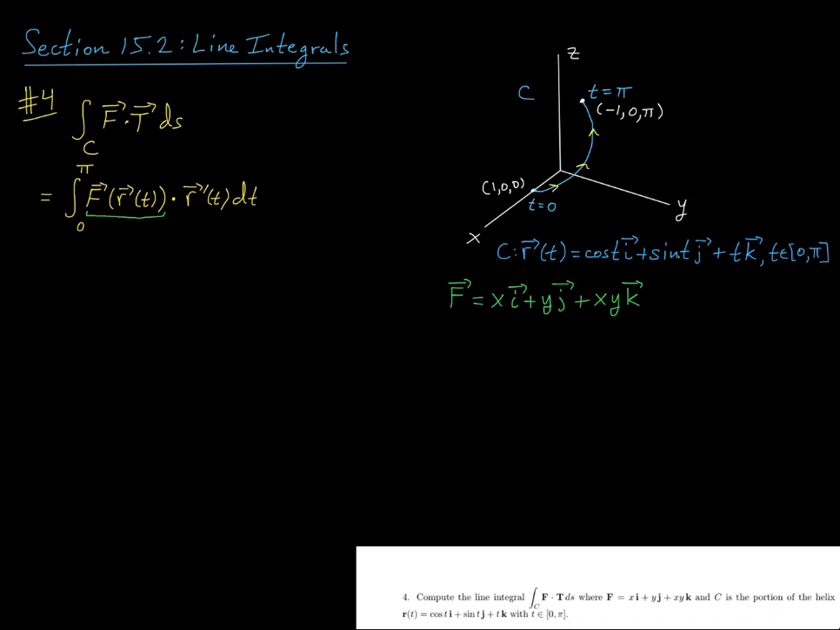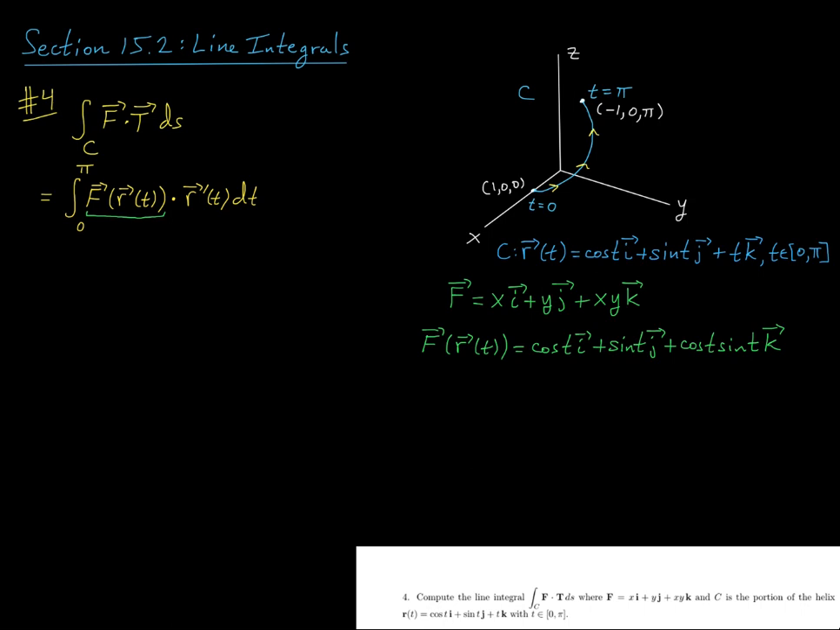Well, if this is F, and this is our r of t that describes the path C, F of r of t would then just be the vector where I'm just going to substitute in cosine t for x, sine t for y, and t for z. And notice I don't actually see any z in there, but in any event, I'm going to get cosine t i plus sine t j plus x times y, that'd be cos t sine t k. All right, so that part's going to go right in here.